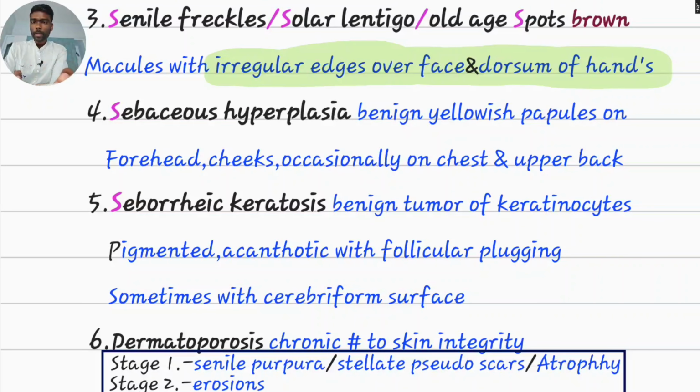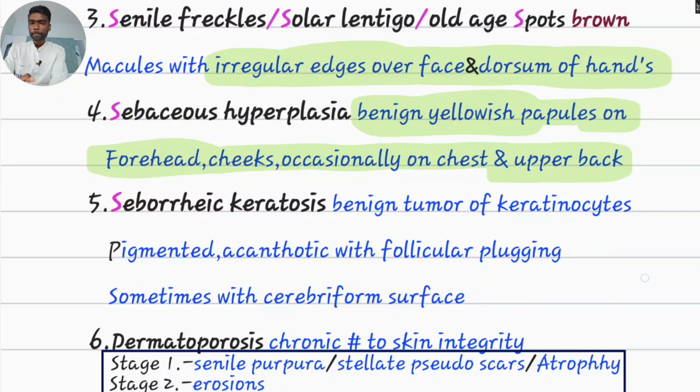Sebaceous hyperplasia. I already told you there will be reduction in sebum, but sebaceous glands will enlarge. They are benign, yellowish papules on the forehead, cheek, occasionally on chest and upper back.